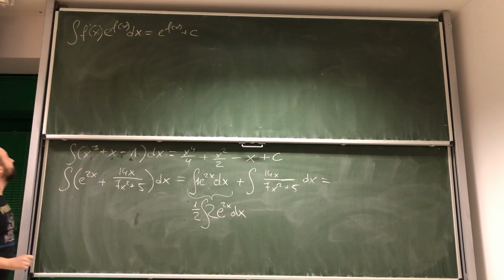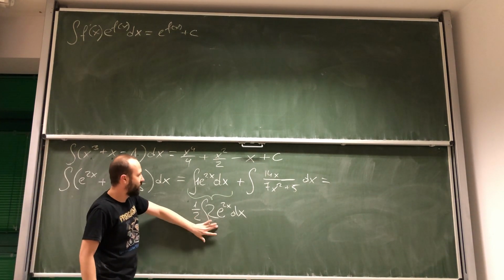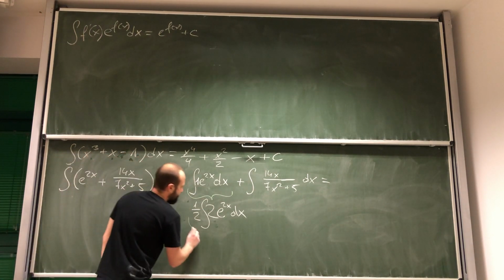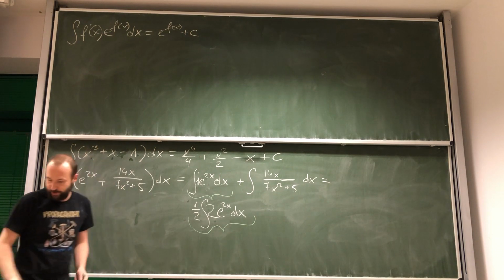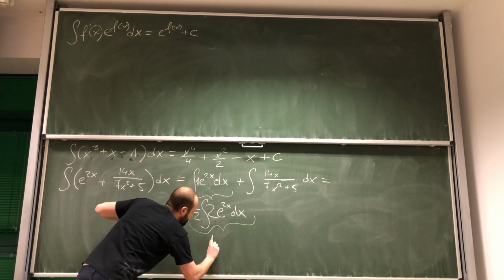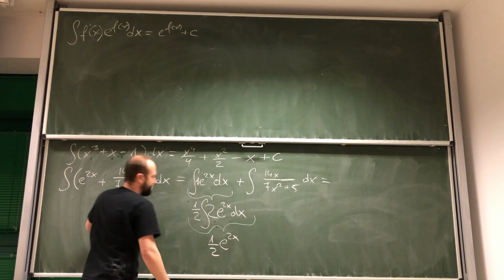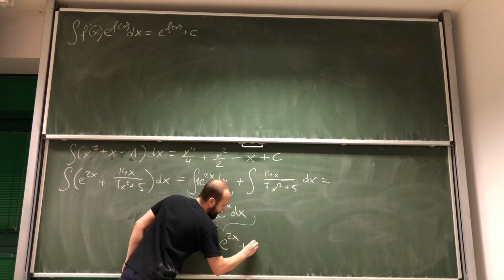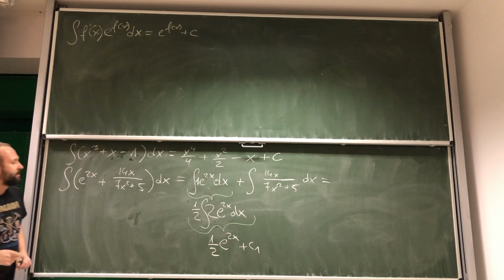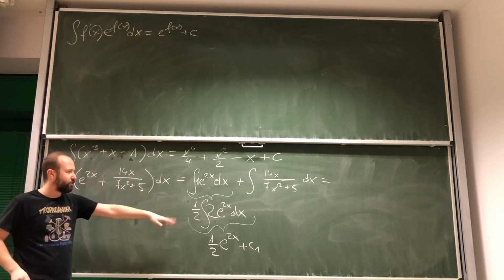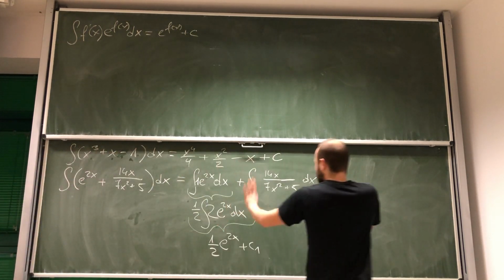But look, what I can do now is to use this rule. Because I have derivative up front. So now I know that this is going to be 1 over 2 e to the power 2x plus some c1, okay, but later when you know how to do it fast, you don't need to write the c1, but now let's keep it there.